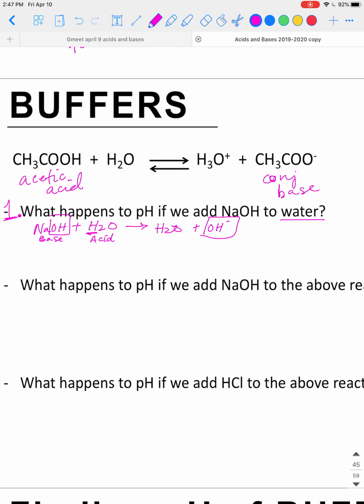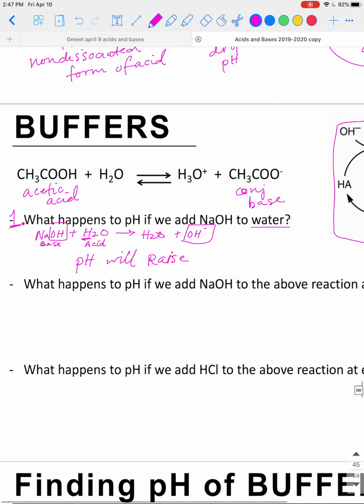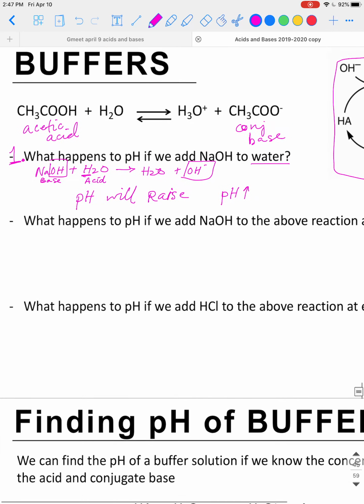And this right here, OH minus, is a very basic substance. The more OH minus we have, the higher the pH. So this will affect pH drastically. There's no buffer in place to react with the OH minus. So pH will rise. pH goes up, becomes more basic.